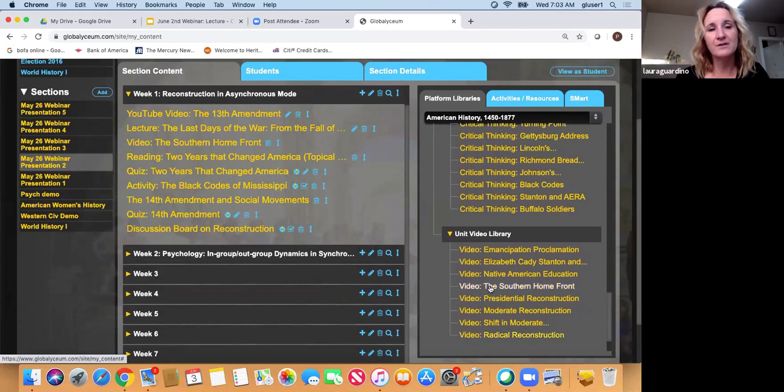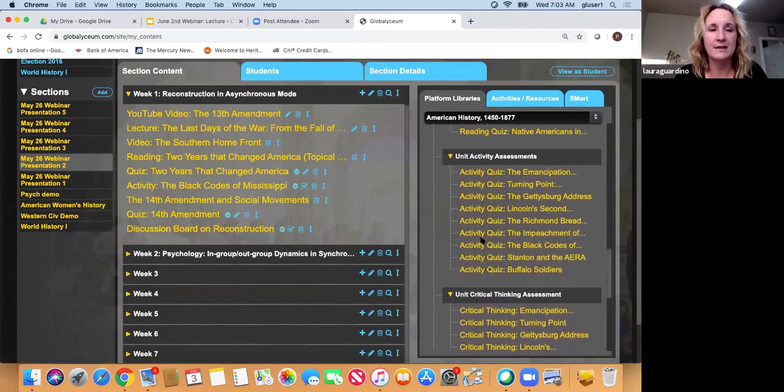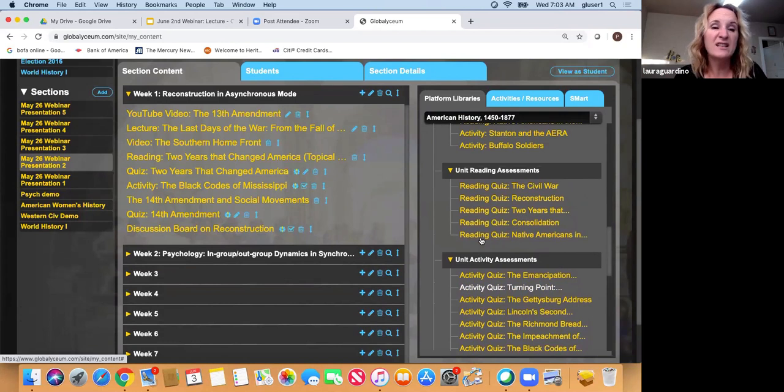You'll see I took that same weekly format, and this is exactly what a week looks like. I label it week 1, reconstruction in asynchronous mode. Everything you see here is what I put on my syllabus for that week. Then you have the videos, the reading, the quizzes, and the discussion board. And you also label it in the way that you want them to attack it.